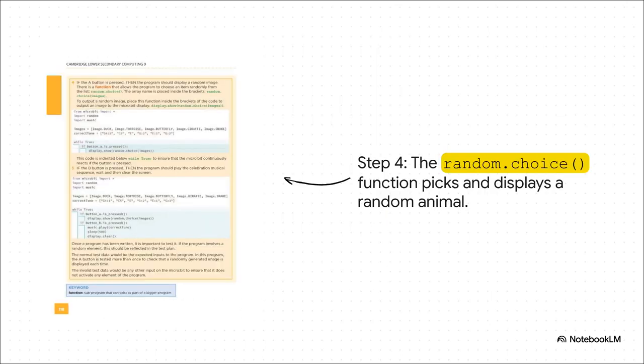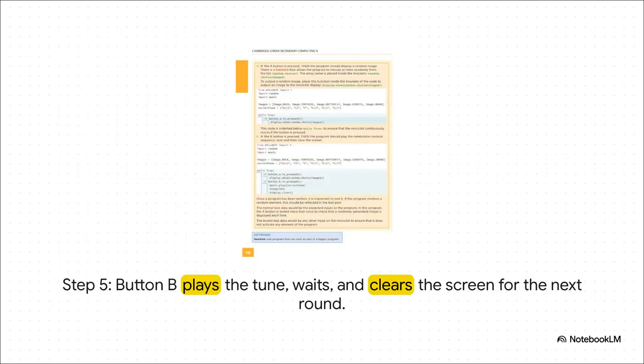And now, for the heart of the game. This block of code is always running, just waiting. The second you press button A, this one line, display.show(random.choice(images)), does all the heavy lifting. It tells the program, hey, go into that images list, pick one totally at random, and show it on the screen. That one little function is what makes the game fun and different every time. So what happens when your friend yells out the right answer?